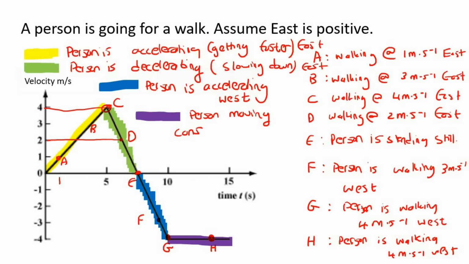So the person is moving at a constant velocity. When you're moving at a constant velocity, we can say that the acceleration is 0, and we are moving in a westerly direction. Why do I say west? Well, if you look, the velocity is -4. So we know that east is positive, so then west is negative. Okay, now let's go look at the questions and do some calculations.